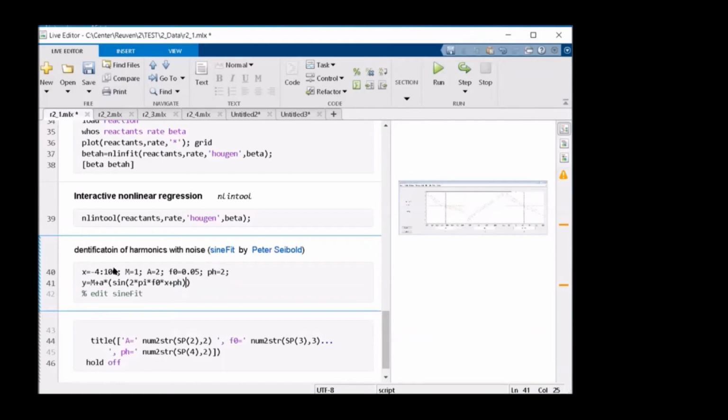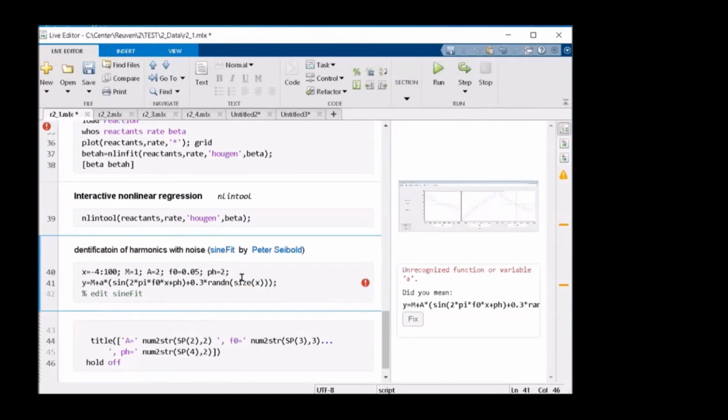And what else? We should have noise, because without noise, it's too simple. Noise, we will have random normal size, our input. I hope we have no mistake. Let me check.